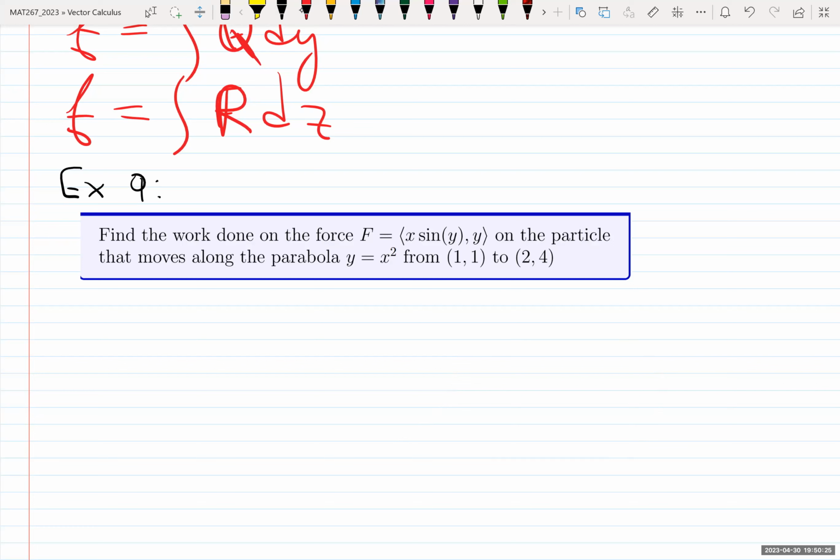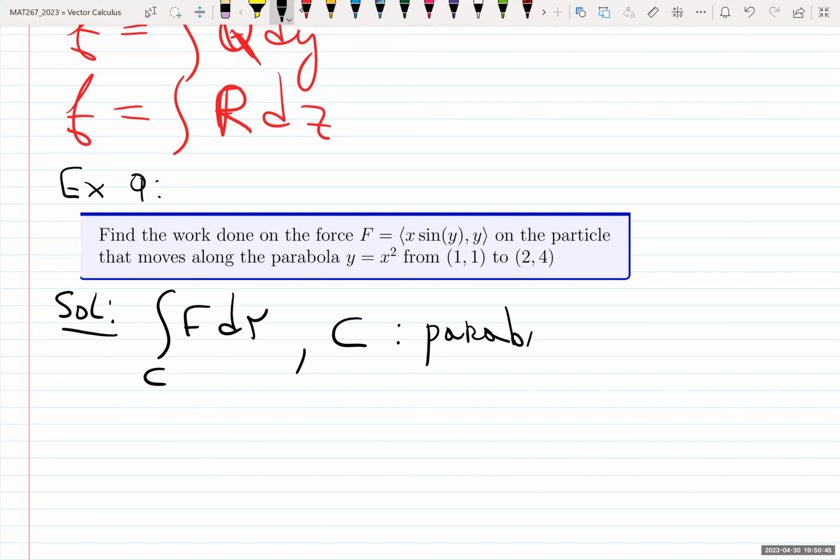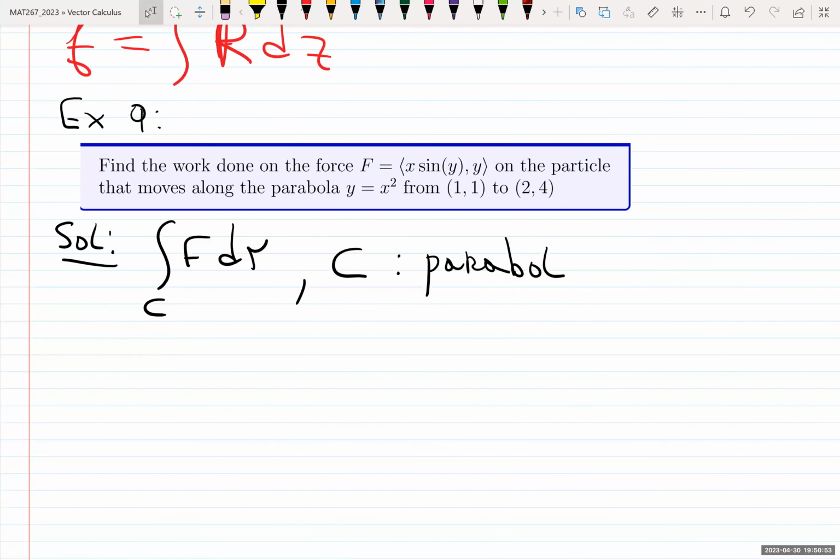Your main job is to know what formula to use. I feel like that's the hardest part. If you know the formula, everything follows from there. Solution: work done is one of the applications of the line integral over C. And C in this case is the parabola. And we even know from where to where. So in this case, t is not even given; it right away gives you the last point and first point.